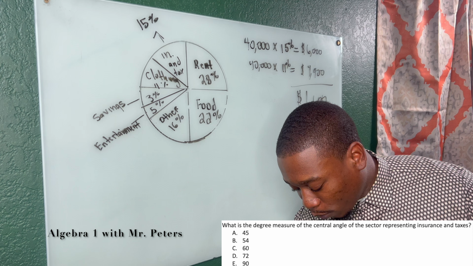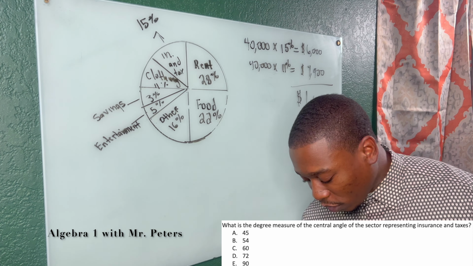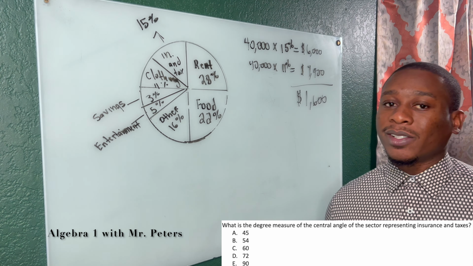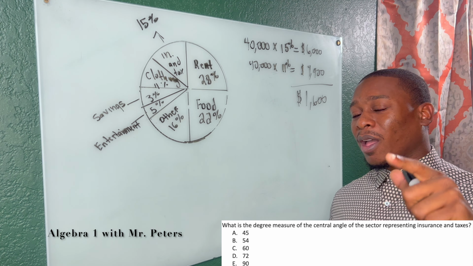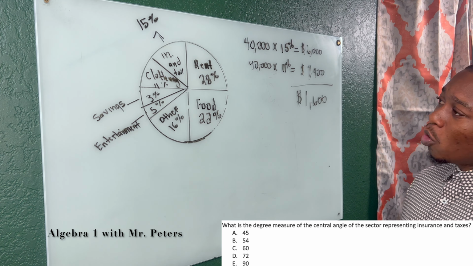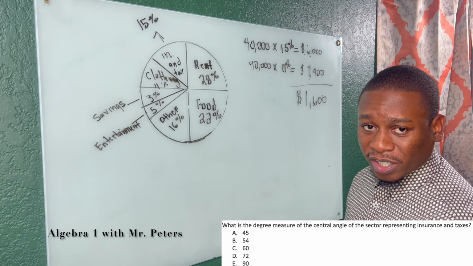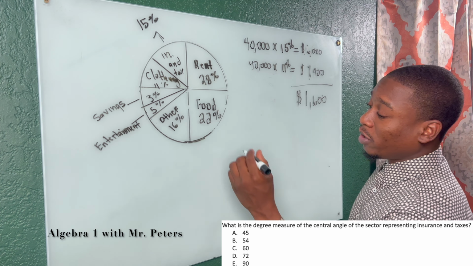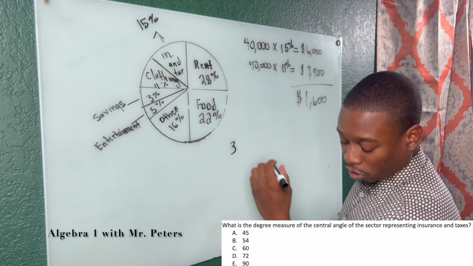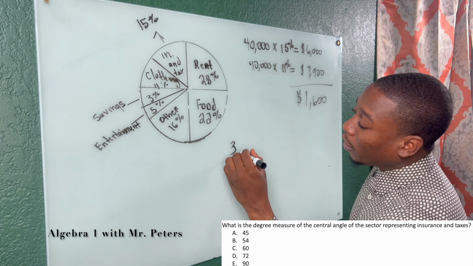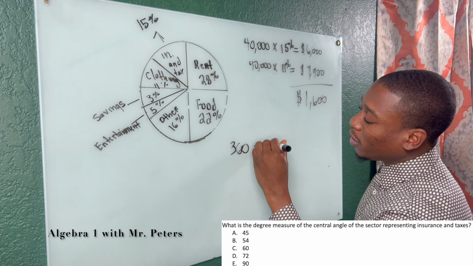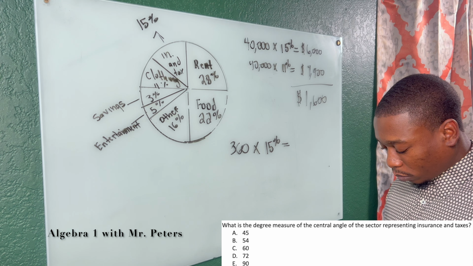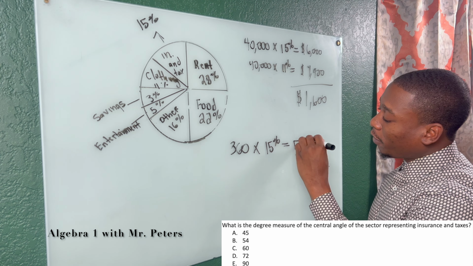Now, in the second half of this problem, it says to us, what is the degree measure of the central angle of the sector representing insurance and taxes? So it's a complicated question, but it's very simple. So we know this is a circle. Circles have 360 degrees. So we're going to take 15% and multiply it by 360 so that we will be able to figure out the central angle of the sector, right? So 360 times 15%, and let's do that real quick, is going to give us 54.